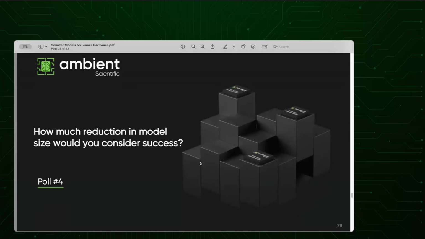Okay, next, poll. Right, so time for the next poll. And what we're curious to know is, when you're thinking about compressing models from a very large size to a small size, what, in your opinion, would you consider a successful compression for you? Would you be happy with just a 25% reduction? Would you aim for more than 5 times reduction? What would be your criteria for success when it comes to model optimization?